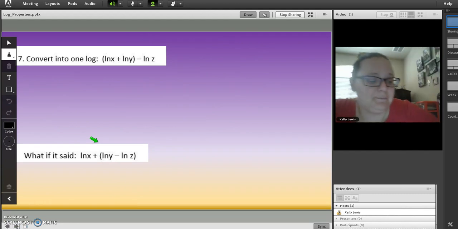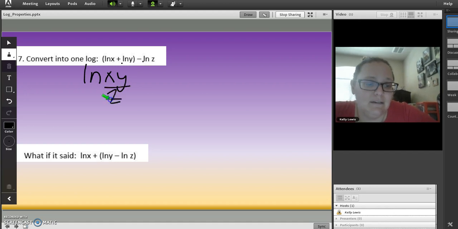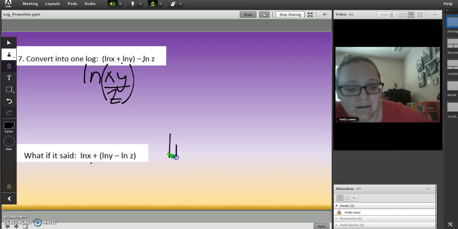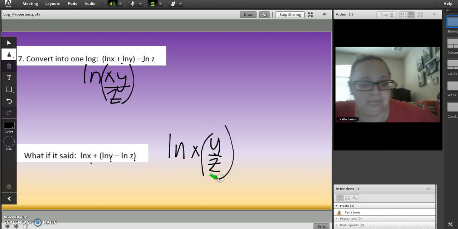Right here, this means multiply, so this would be ln of xy, and that means divide over z. Ln means natural log. What if it said here, this would be ln x, and this means to divide, so it would be y over z.